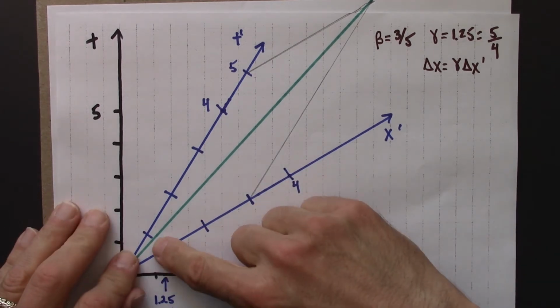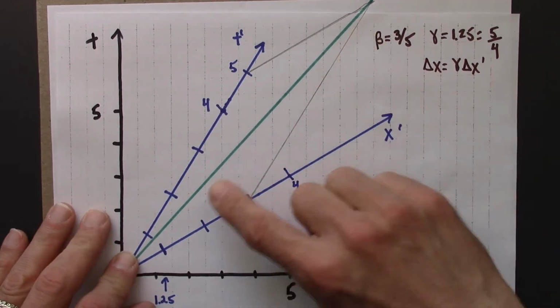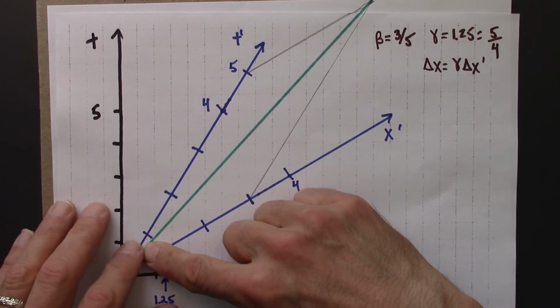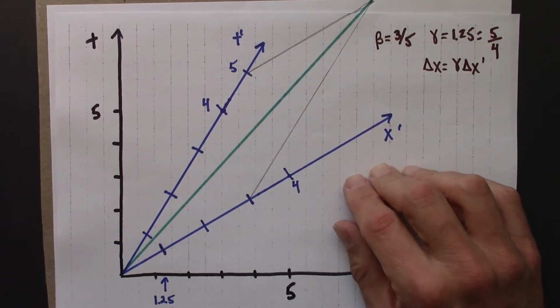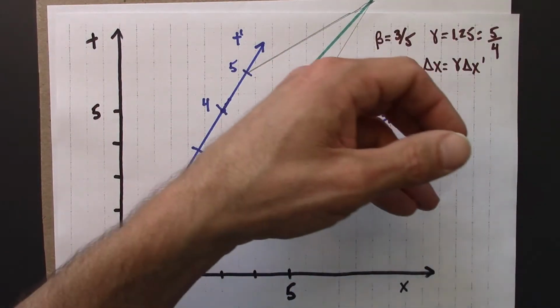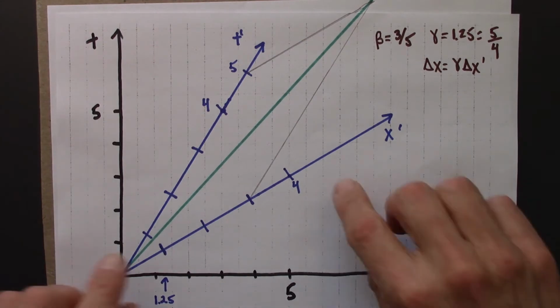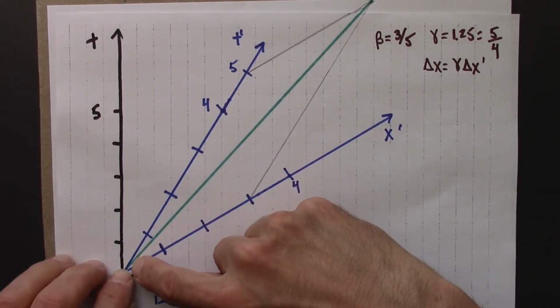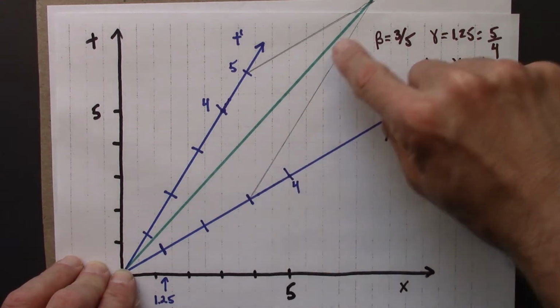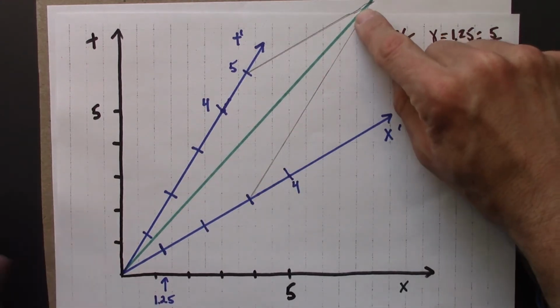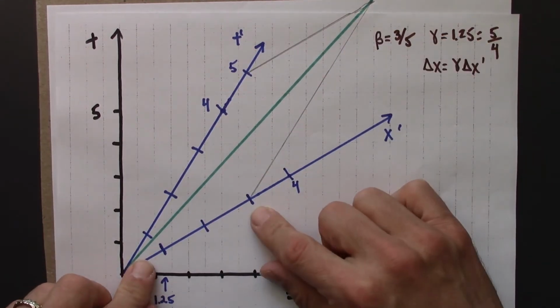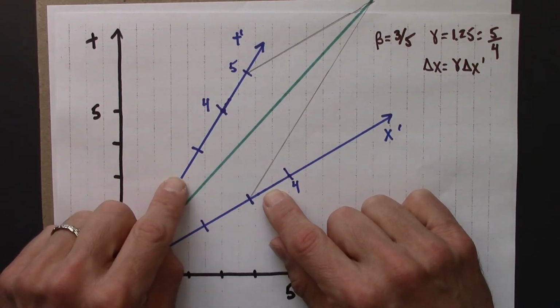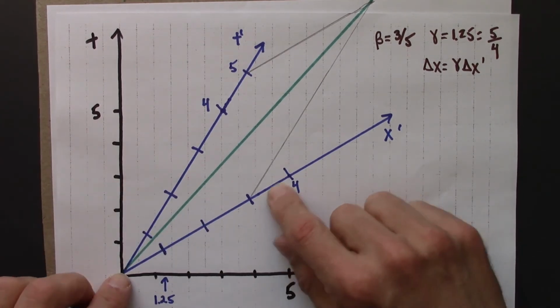All right, so let this green line be the world line of a moving object. Maybe it's Beowulf zipping by in a spaceship. And I claim that the speed of the green object, or Beowulf, whatever it is, in the primed frame is 3/5. Why do I think that?